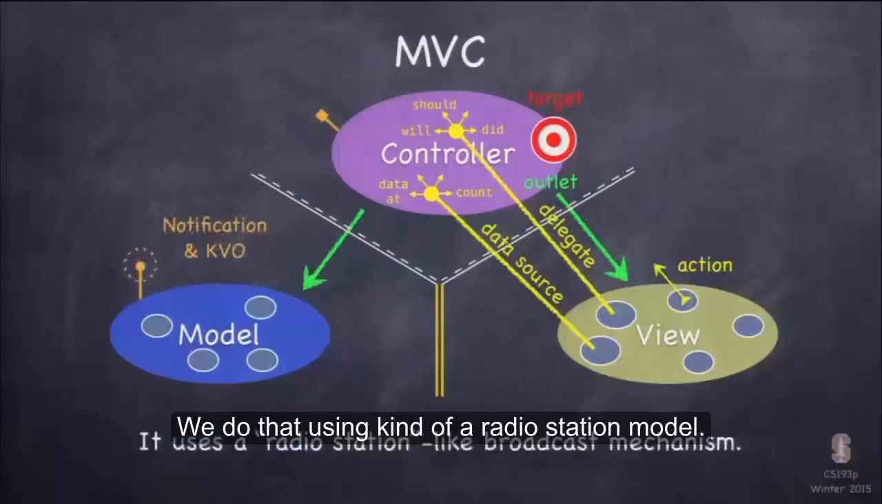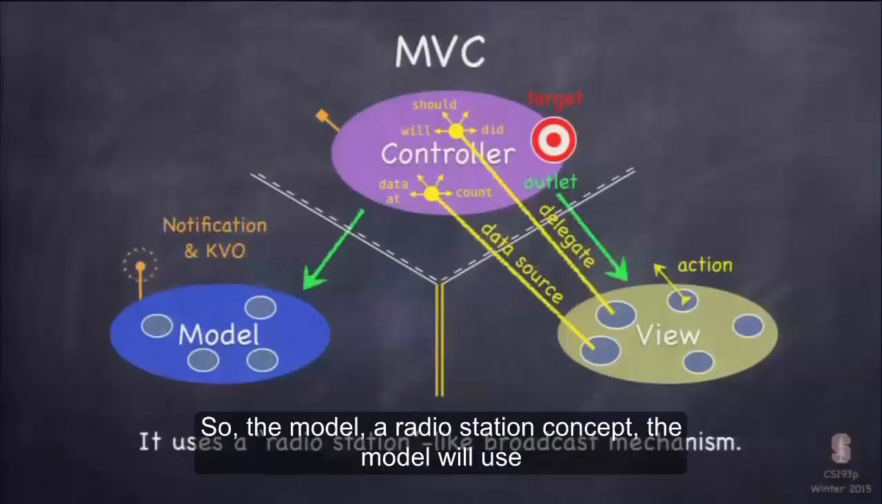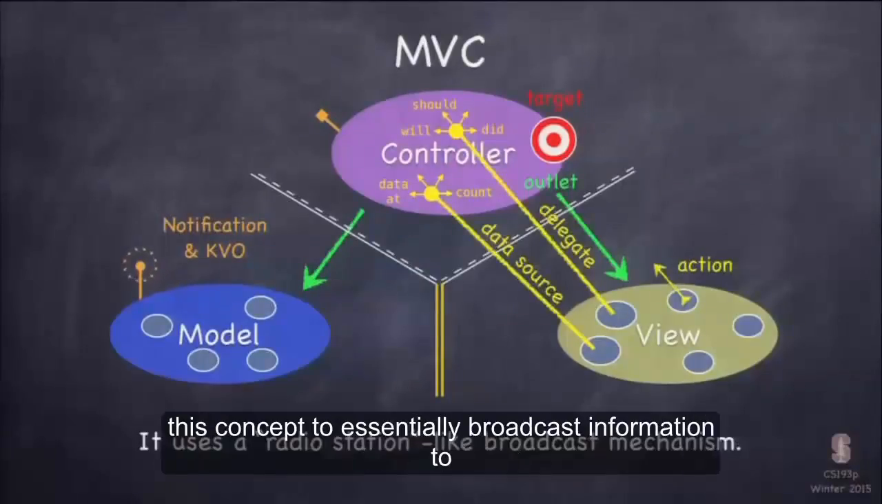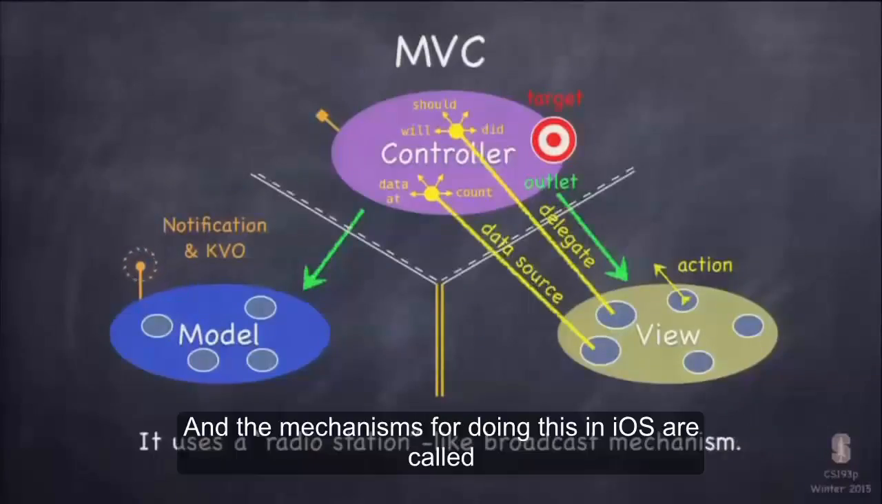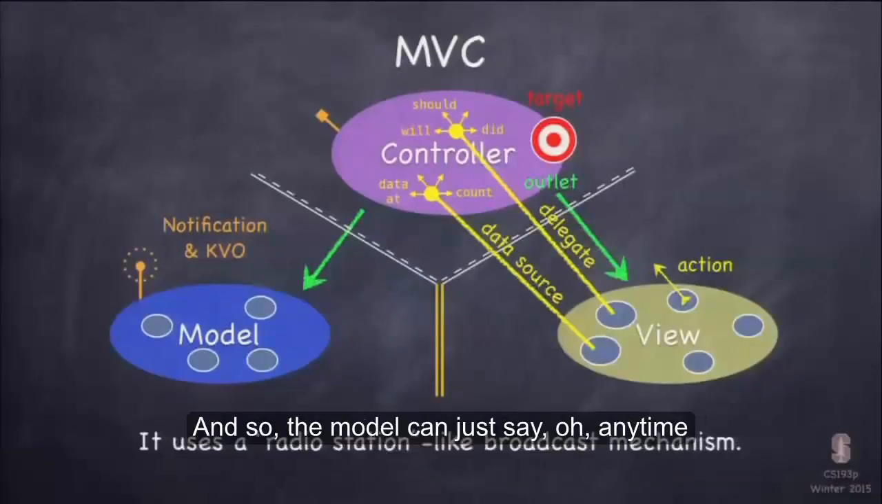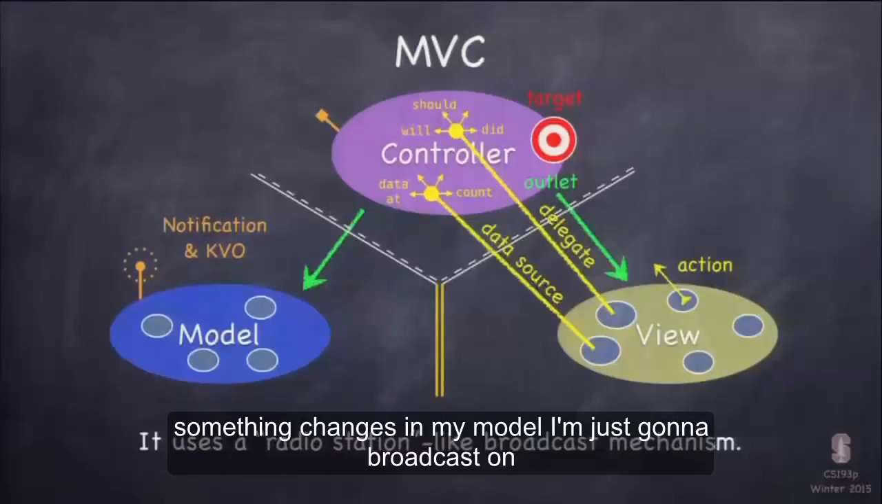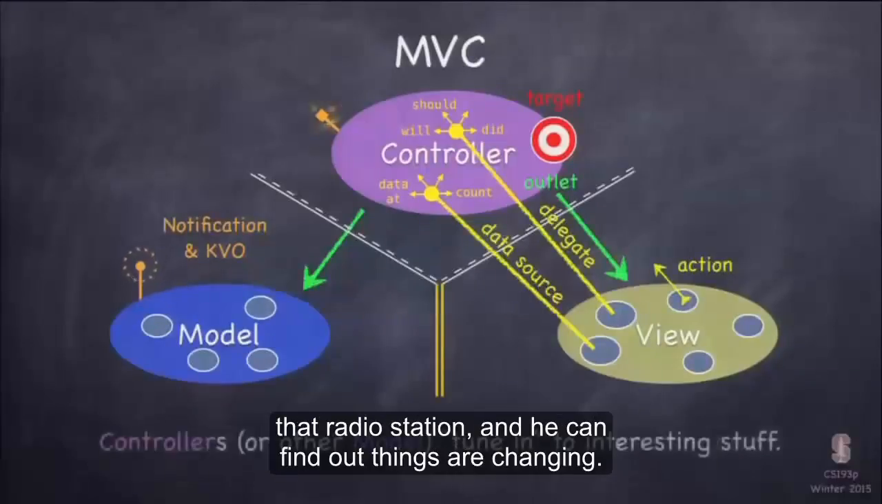We do that using kind of a radio station model. Okay? So the model will use this radio station concept to essentially broadcast information to anyone who's interested. And the mechanisms for doing this in iOS are called notification and key value observing, KVO we call it. And so the model can just say, anytime something changes in my model, I'm just going to broadcast on my radio station. And then the controller simply tunes into that radio station.